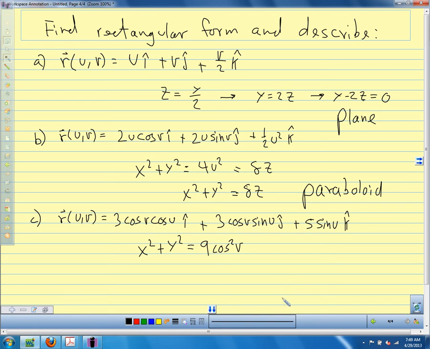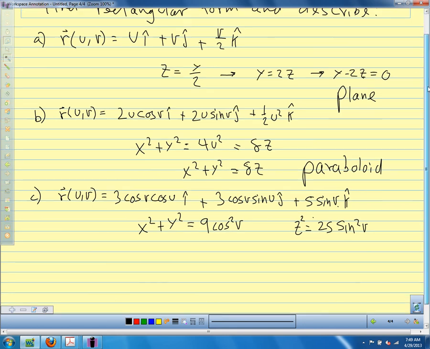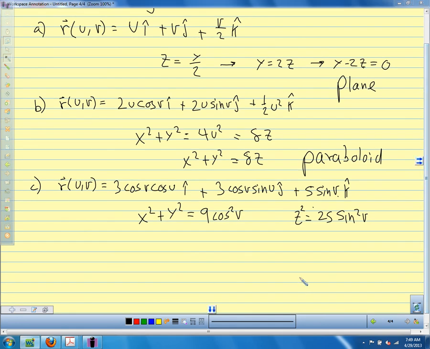Now what do we want to do? Square z. So z squared is 25 sine squared. Did I say v? This should be v. There we go. z squared is 25 sine squared v. So how can I write this as a surface that we're familiar with? An ellipsoid. So I could say x squared plus y squared over 9 plus z squared over 25 equals 1. And we have an ellipsoid.